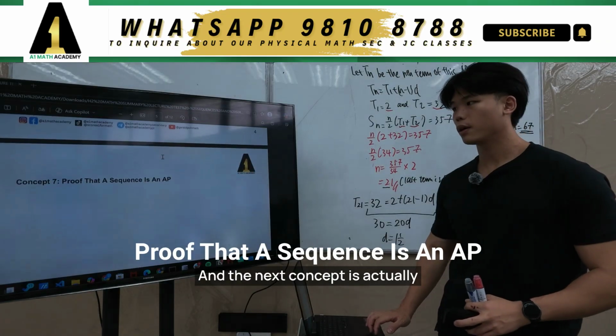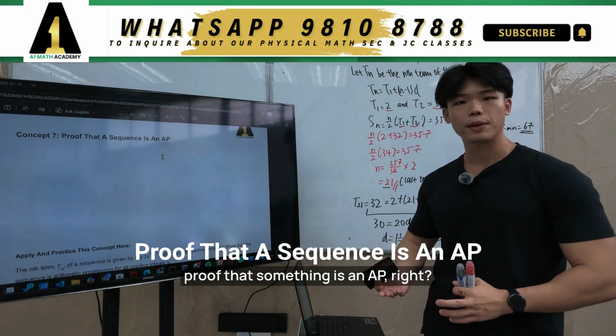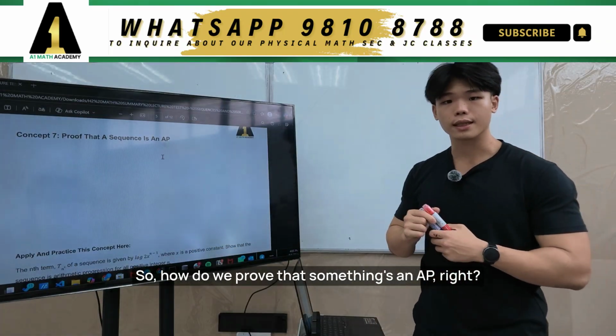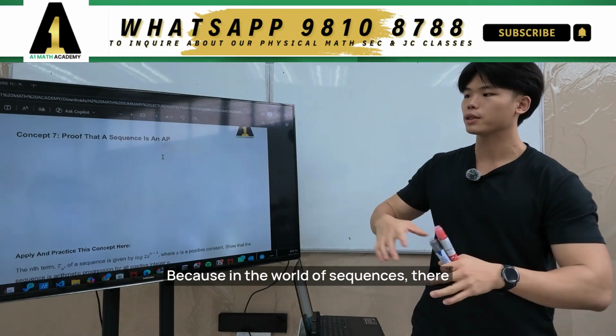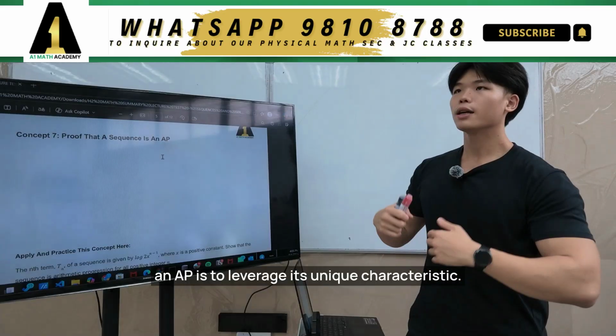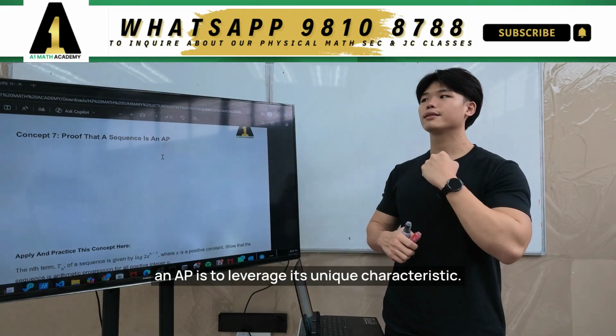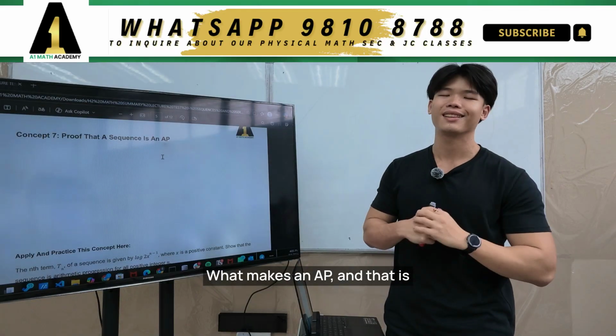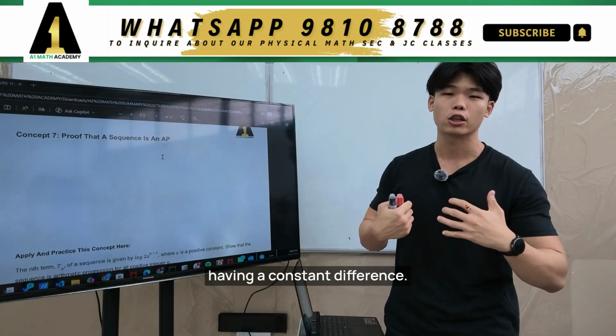And the next concept is actually proof that something is an AP, right? So how do we prove that something is an AP? Because in the world of sequences, there are so many sequences. So the way that we prove that something is an AP is to leverage its unique characteristic. What is an AP? And that is having a constant difference.